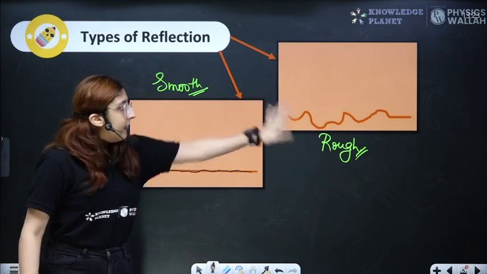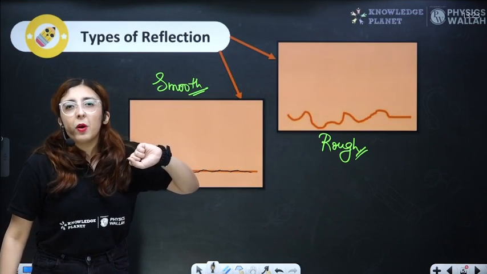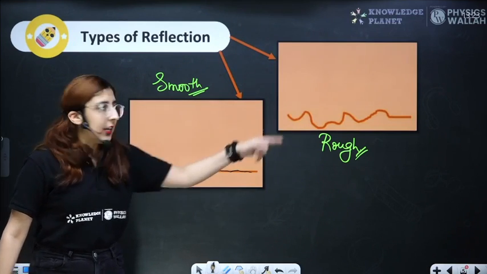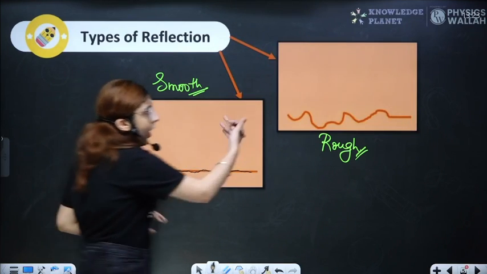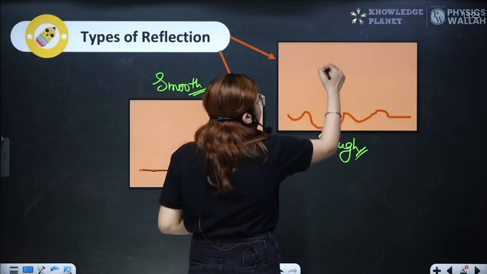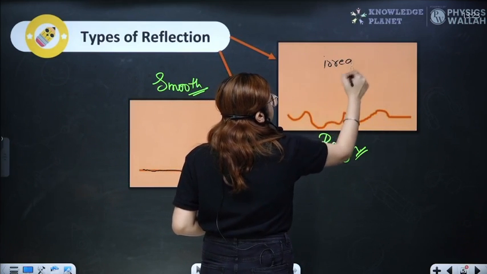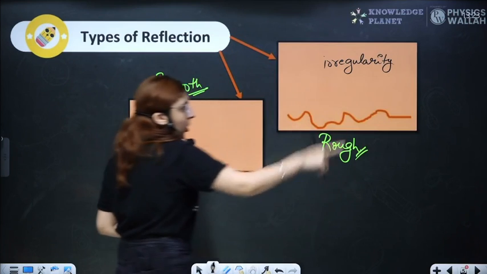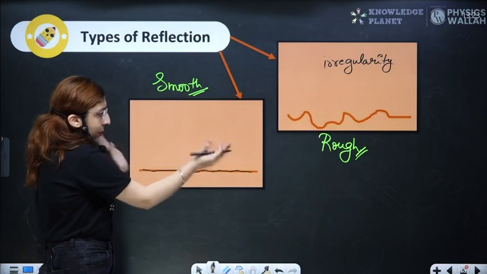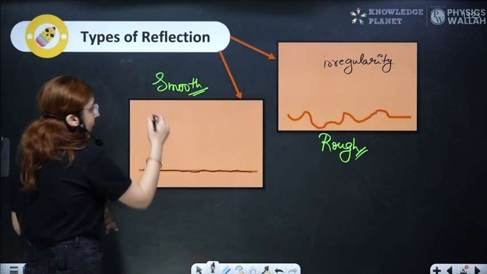And this is the microscopic view of a rough surface. Can you see the rough surface? A lot and lot of irregularity. Irregularity is nothing but these hills and valleys. Similarly, have a look over here, less irregularity.